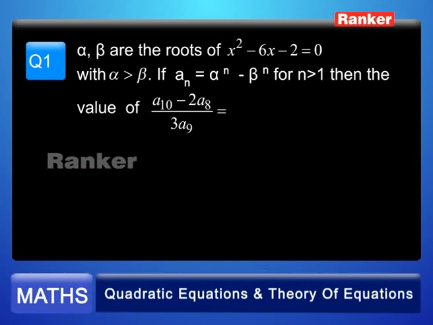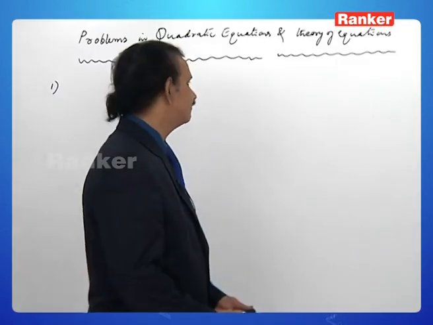Alpha and beta are the roots of x square minus 6x minus 2 is equal to 0, with alpha greater than beta. If an is alpha power n minus beta power n for all n greater than or equal to 1, then what is the value of a10 minus 2a8 by 3a9? That is what he wants. There are 4 options. Option A is 1, option B is 2, option C is 3 and option D is 4. Let us face it.